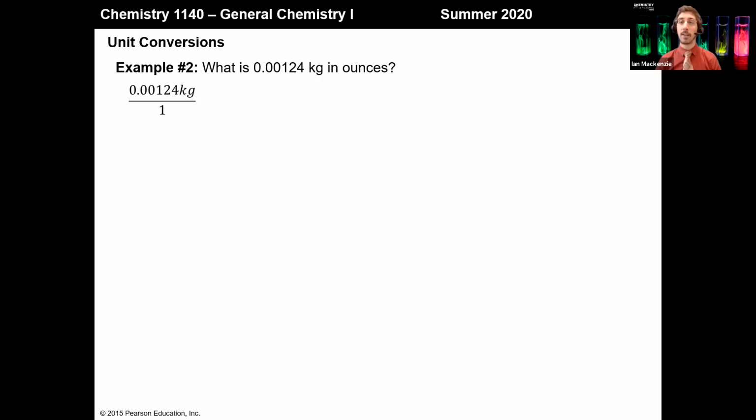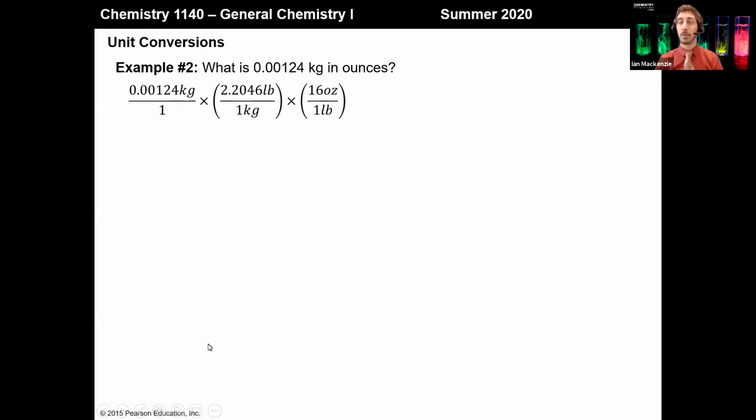And so I can take these equalities and I will set them up. I will figure out which unit I want to end up with, ounces at the end. And I will first put a conversion factor at the beginning that relates the unit that I start with to a different unit. So here I'll relate kilograms to pounds. Kilograms goes on the bottom, pounds goes on the top, so that the kilograms will cancel.